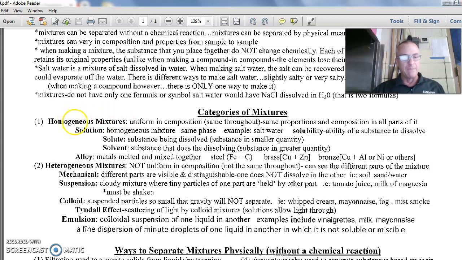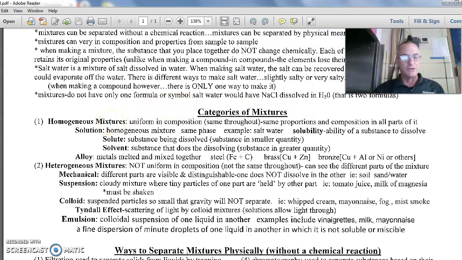Homo means same. So a homogeneous mixture is a mixture that is the same throughout. It is uniform in composition. If you take a sample of different parts of the mixture, in other words, if I have a glass of salt water, if it's homogeneous, the concentration of salt in one portion of it would be the same as the concentration of salt in the other portion of it. It would be the same throughout, same proportions and compositions in all parts of it.